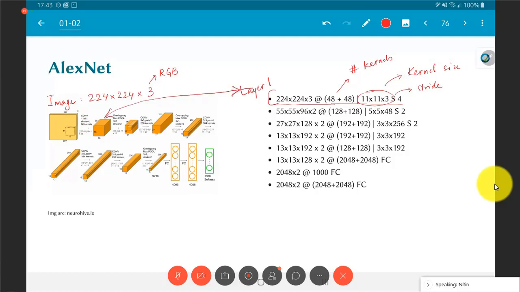Now you don't need to know what kernels are or how they are actually computed. The only thing that you need to know is that this 11 into 11 into 3 is the number of multiplications that need to be done in order to generate each output, followed by some additions. The stride value is used to move the kernel across the image. 48 and 48 is essentially a total of 96 different kernels, split out because it actually does it in two separate parallel streams.